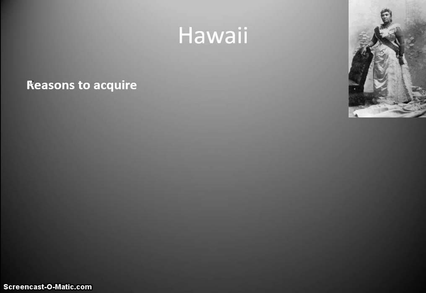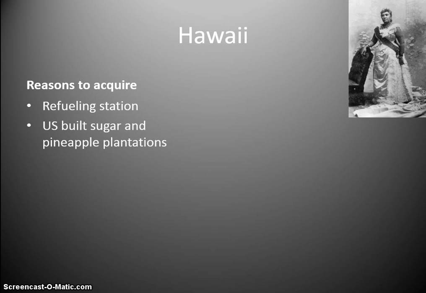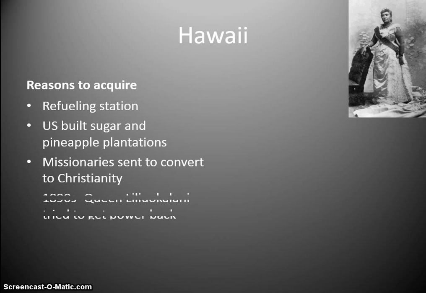Now, Hawaii. This is a new one. Now, reasons why we wanted Hawaii. One is a refueling station for our Navy, just in case we were to go to China or get into any kind of war with the countries in Asia, right? So it served as a refueling station. It's in the middle of the Pacific Ocean. The United States built sugar and pineapple plantations. Missionaries were sent to convert to Christianity.